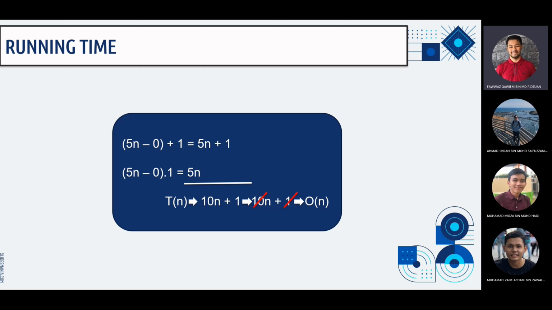So next we have to remove the constant variables which are 10 and 1. So only n is left. So the final answer is O of n. Okay, next slide.